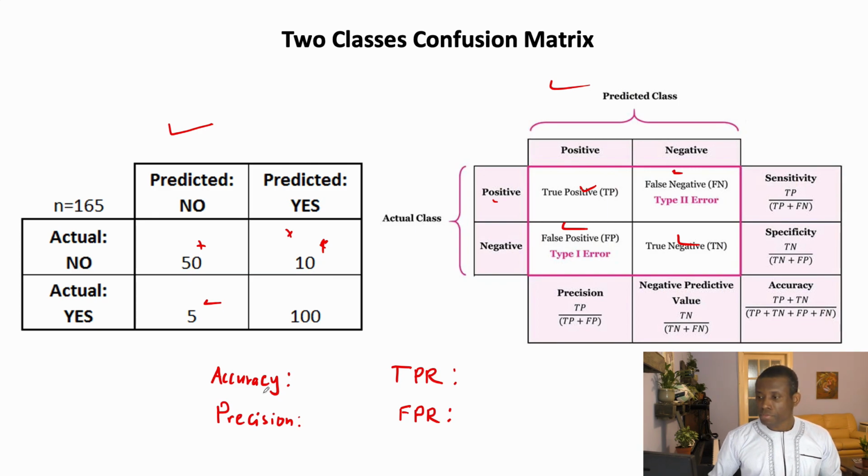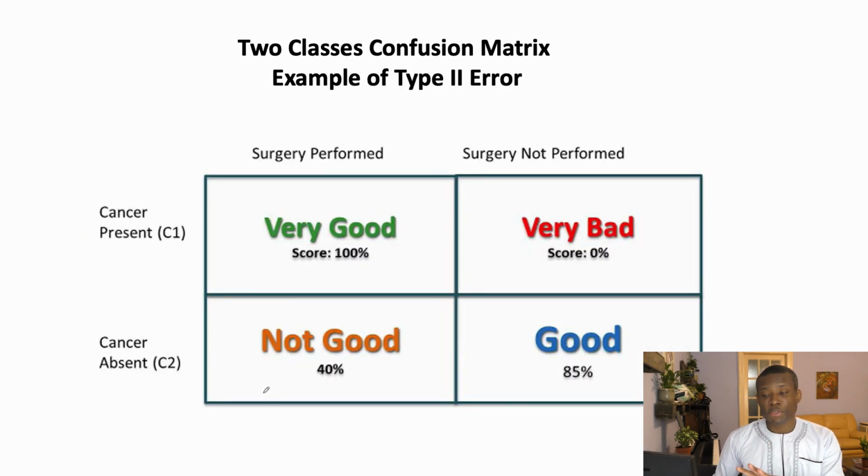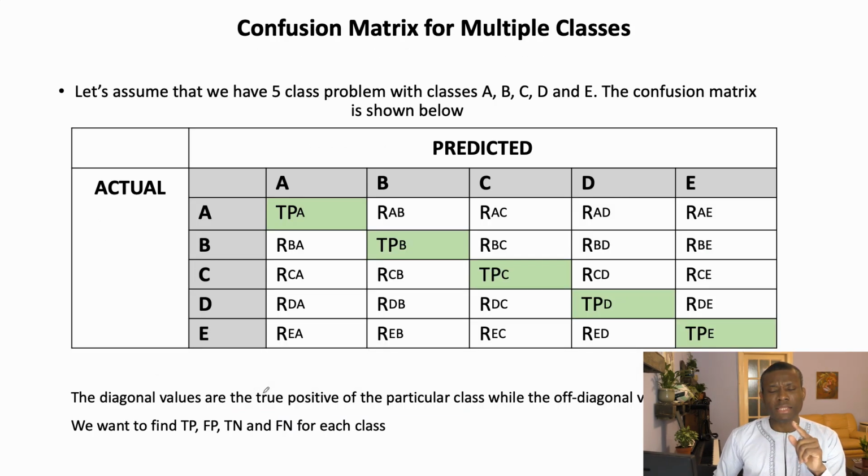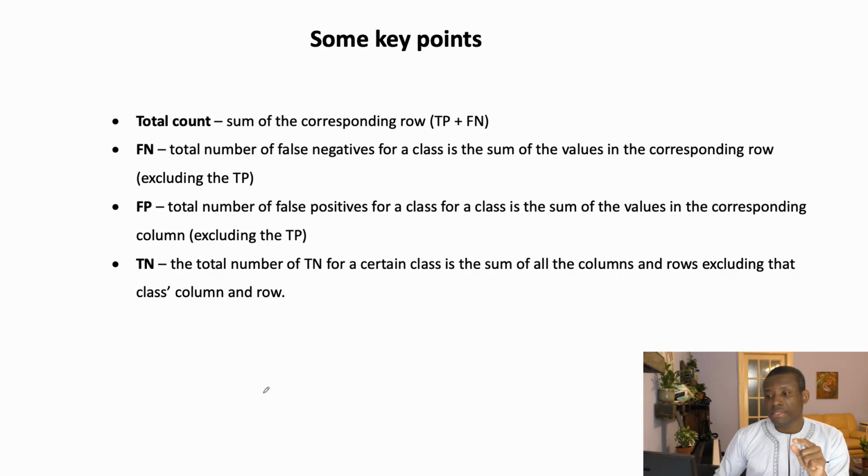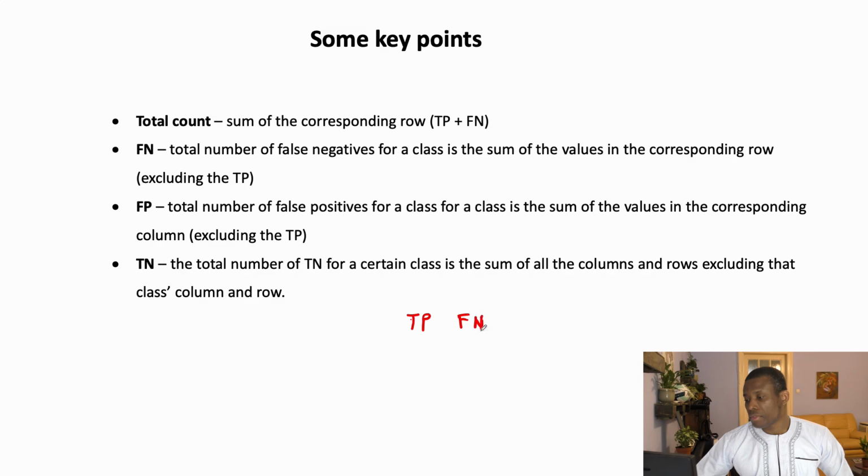Okay, so this is what I was explaining about cancer treatment, and I think you understand it by now. Now, when we have more than one class, like 3 classes, we can calculate the false negative, the true positive, the false positive, and the true negative. Now, here is the thing. This table always goes like this. We have true positive, false negative.